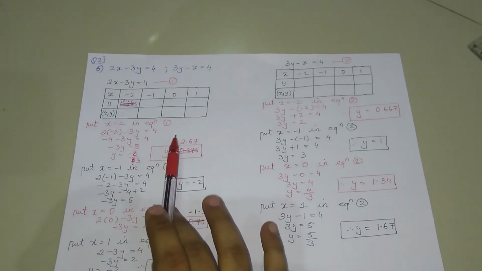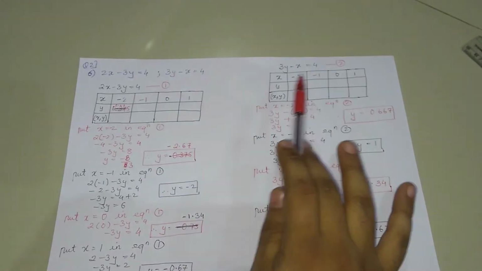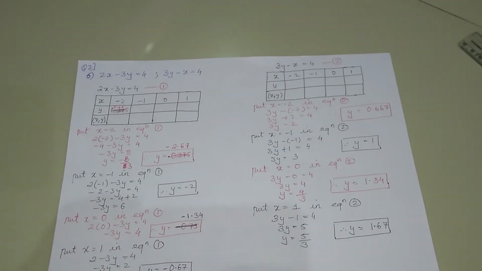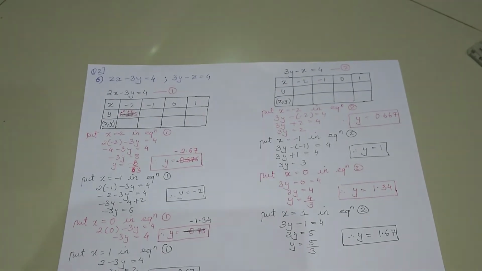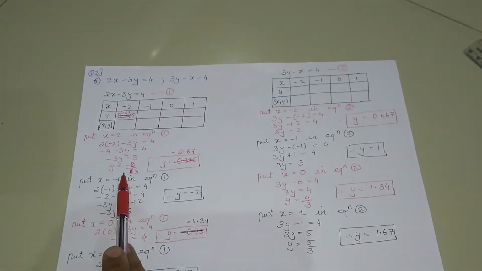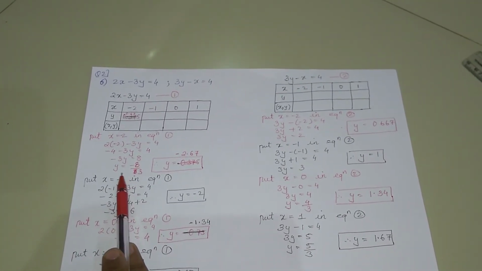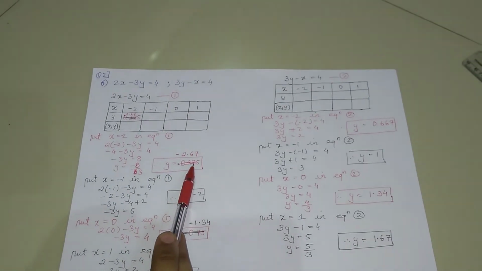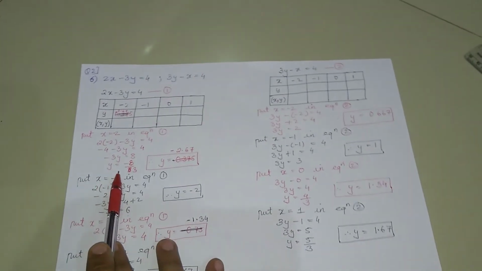So I have taken here the same values: minus 2, minus 1, 0 and 1, and here also I have taken the same: minus 2, minus 1, 0 and 1. Now when we substitute x equals minus 2 in this equation, we get the value of y. Guys, there are a few mistakes made by me, so that's the correction. It's looking a little bit dirty, but I'll be explaining, don't worry about that.